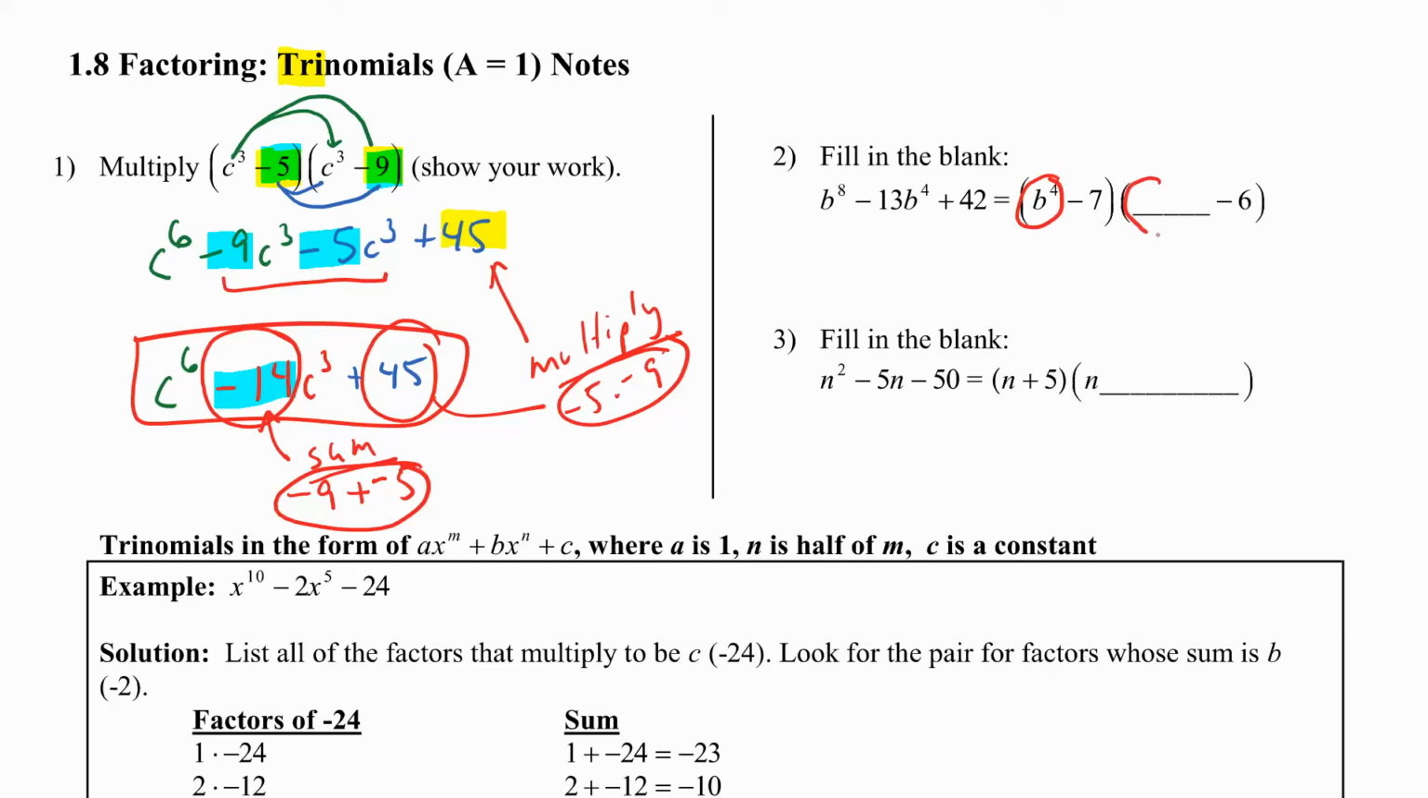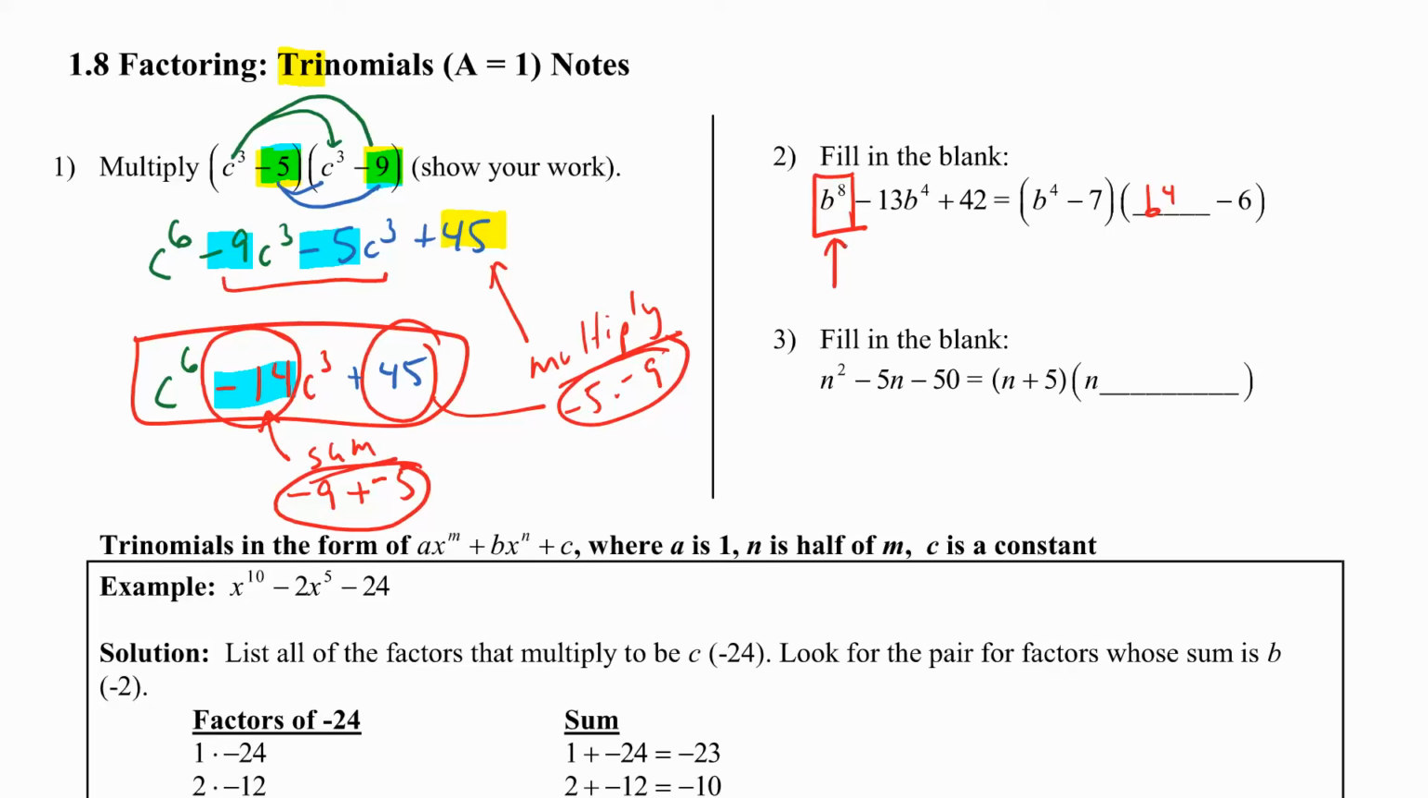So the other thing to consider is what goes in this first part right here. We need 2 things right here to multiply to be b to the 8th. We already started off with b to the 4th. The other one is also going to be b to the 4th. So when we look at the exponents of that first term, they split in half equally.